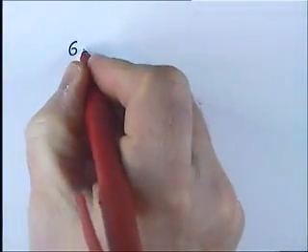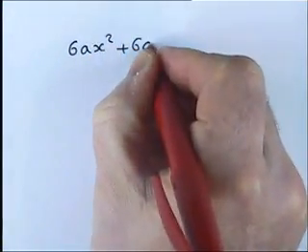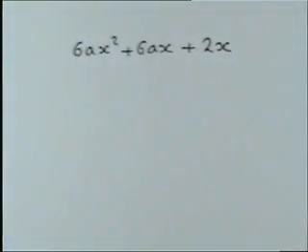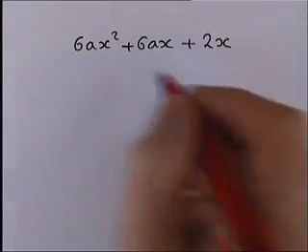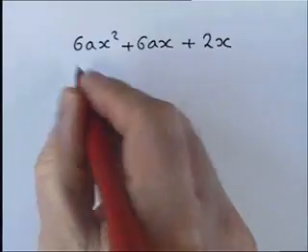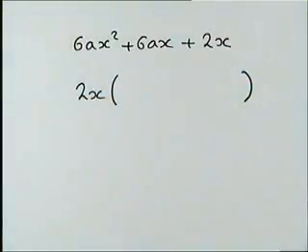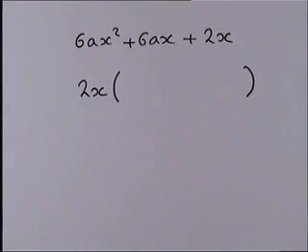Now, let's have a look at this question and see if you can factorise this: 6ax squared plus 6ax plus 2x. Okay, now factorise that, please. So pause your video and factorise. Okay, well, the highest common factor this time, it's got to be over all 3 terms, is 2x. And look at the previous video for a bit of hints or help on finding the highest common factor.